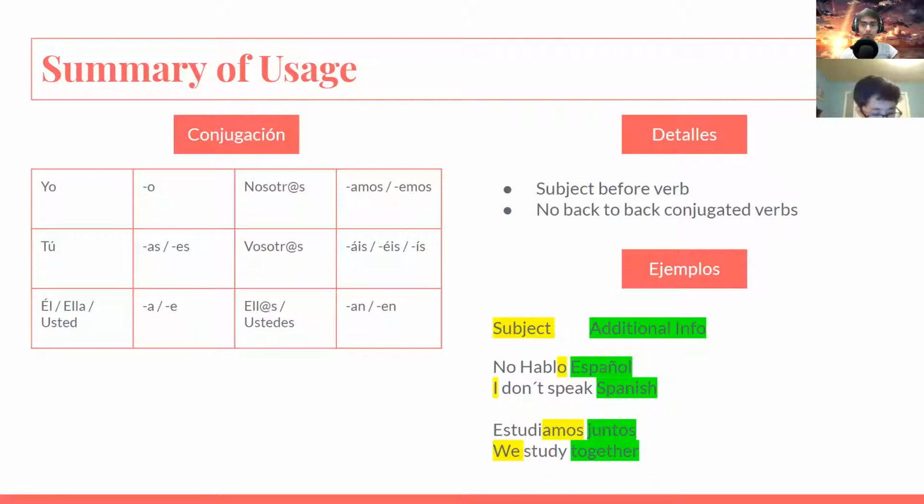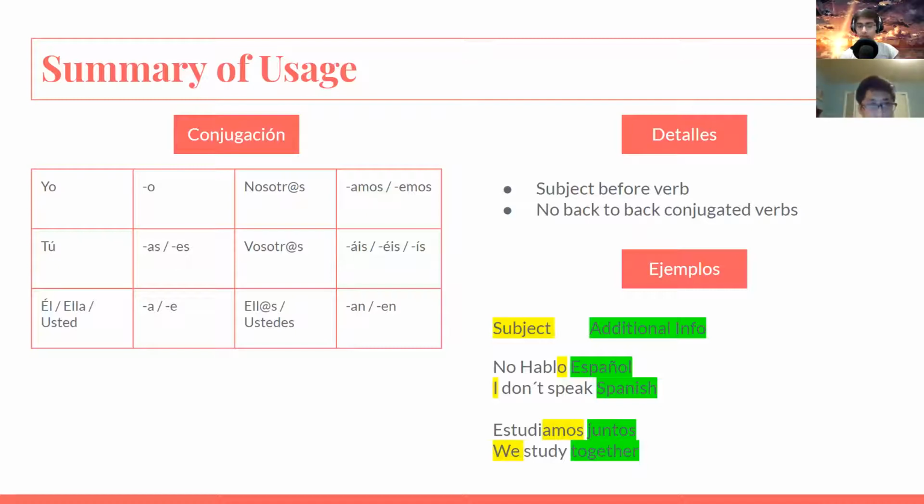For nosotros, we put an amos or an emos. For vosotros, we put a áis or éis or ís. So if it's ar, you would put áis. If it's er, you would put éis, and if it's ir, you'd put ís. And ellos, ellas, o ustedes is an or en.